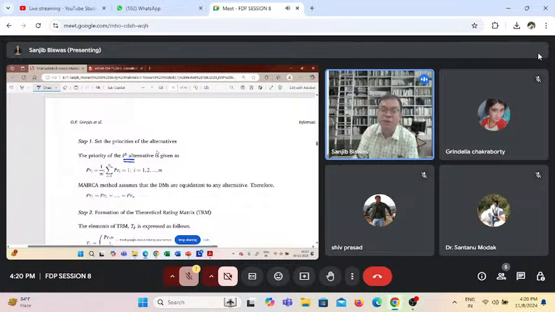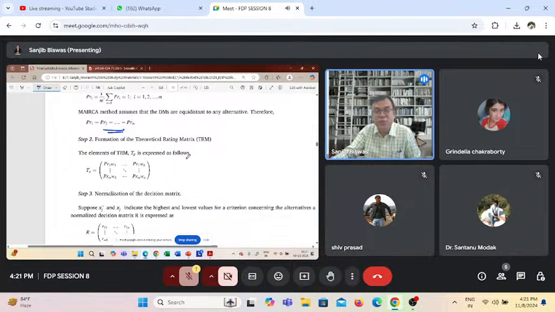of any alternative. Had it been a case that I give equal priority, then it should have been equal. That means if all alternatives for a particular criterion are given equal importance, then the priority value should be equal to 1. In this way, we form the theoretical rating matrix. Theoretically, all alternatives should be given the same importance, the same priority, and we have the weight calculated. So the weighted priority is the same.